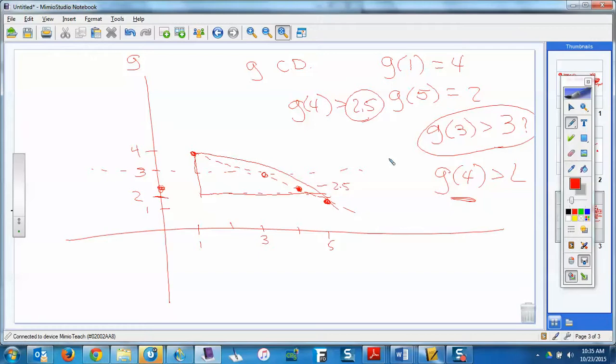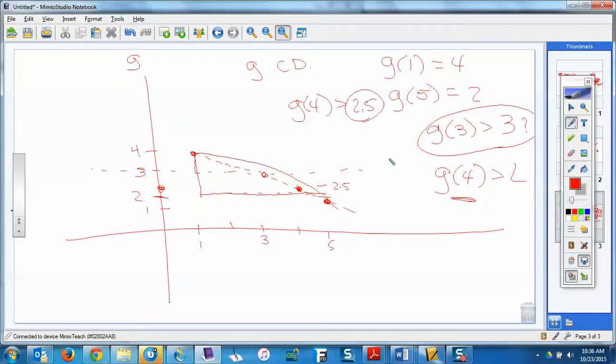2.6? I think you're going the wrong way, because 2.6 would be here. Do we know G of 4 is above 2.6? We know it's above 2.5 because it has to be above the line. So G of 4 has to be above 2. It's got to be above 1. It's got to be above negative 1,000. There's an infinite number of acceptable answers. I don't think anybody would do that. You would probably mostly put 2.5, but think about what it says.